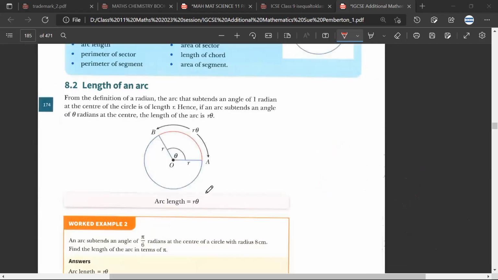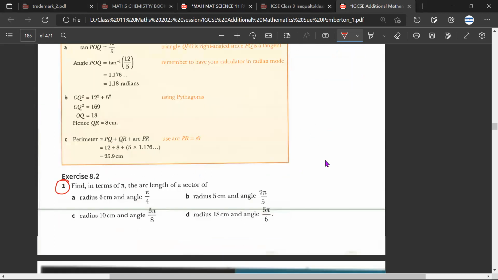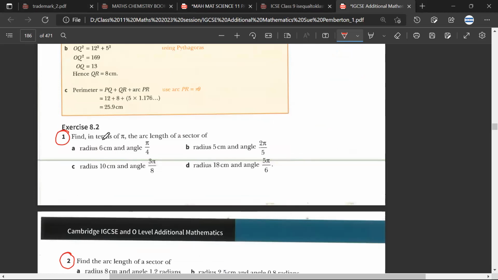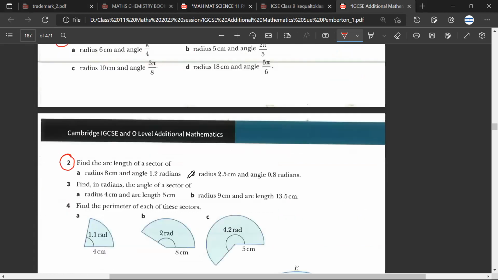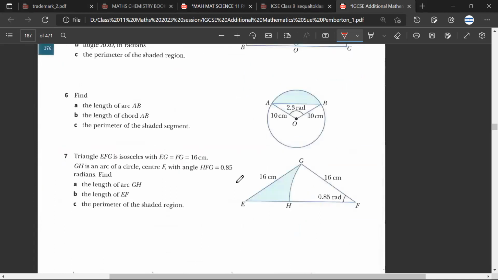So this is what I was telling you, that this is the second formula, but the same formula written in another form: if theta is equal to L upon R, then L is equal to R theta. Same formula. So for this formula, you can practice these questions. Question number 1, question number 2. These are the two questions that you can practice.